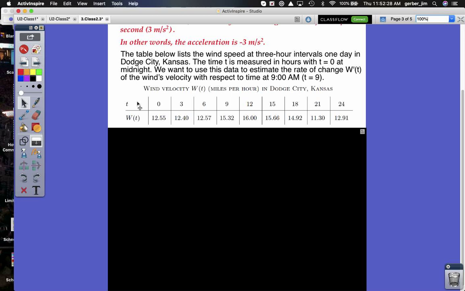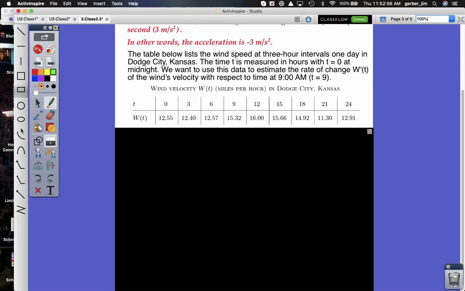And we see here, across the top, we're given the times. This is midnight, 3 in the morning, 6 in the morning, 9 in the morning, and so on. And this is the wind speed. At midnight, the wind was blowing at 12.55 miles per hour. At 3 in the morning, the wind was blowing at 12.4 miles per hour, and so on as we go across. And what we want to know is, what is the rate of change of the wind speed at 9 o'clock in the morning? So let's start by taking a look at that.